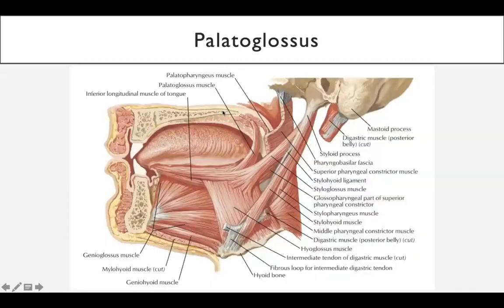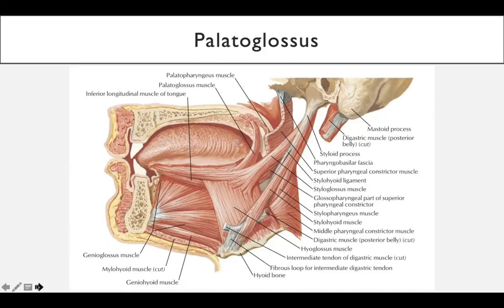Now quick attendance again. Adnan Safdar, roll number, yes sir. Okay, you are here. Can you let us know about the palatoglossus muscle? Yes, sir. Palatoglossus muscle originates from the palatine aponeurosis.